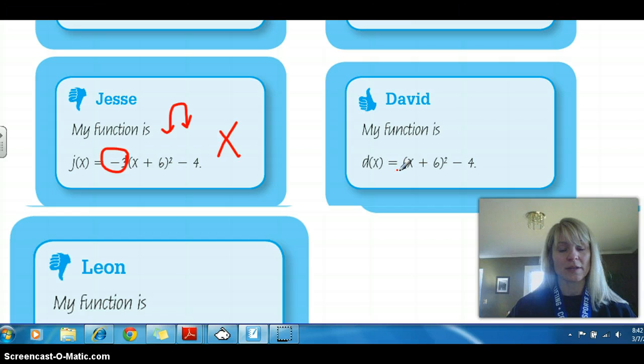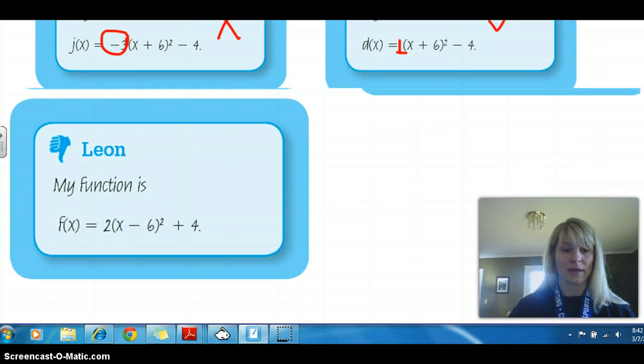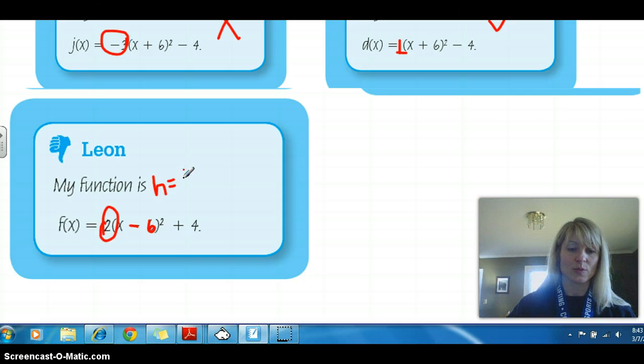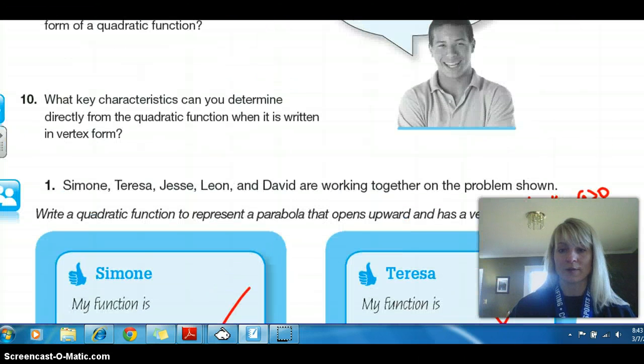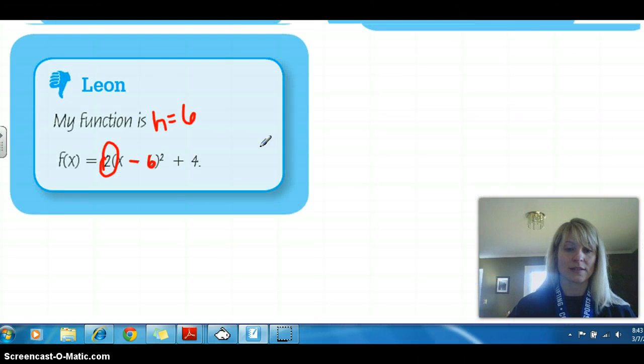Will David work? Here's my a. What's in place here when there's no a? 1. So again, is this positive? Yes. Do we have +6, -4? Yes. So David's will work also. And then here, Leon, we have a positive here, which is good. However, this says -6. So that means that my h, or my x value in my vertex, was a +6. And that's not true. Our h up here was a -6. So Leon's will not work.